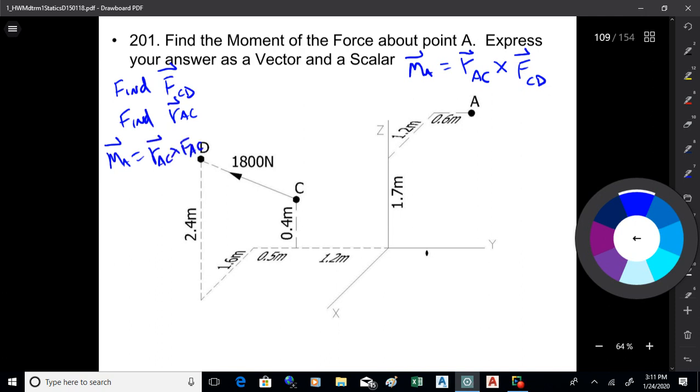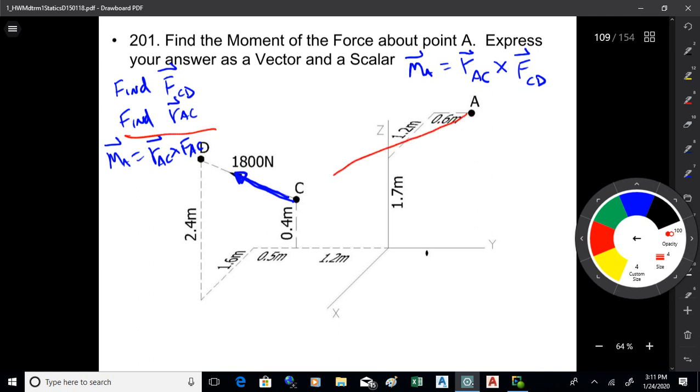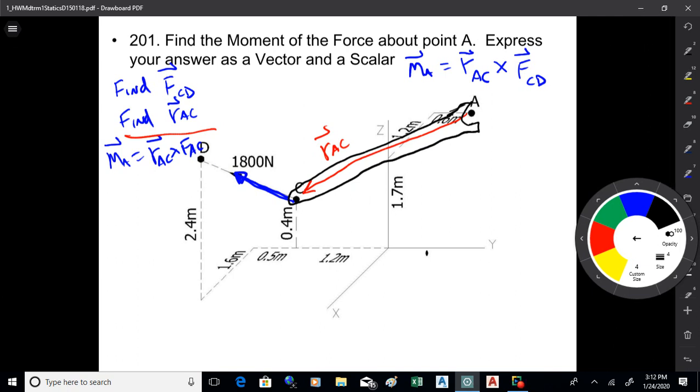All right. So what you're doing when you find FCD is you're finding this force as a vector. Then you're going to find the vector that goes from A to C. So this RAC has to be from the point to the force vector. The way I think about that is like a wrench. You attach the wrench to the bolt, you extend it out to your hand where you exert the force. That's how I think about that position vector. It starts at the point you're going to take moments about, it extends out to wherever the force is applied. Then you do a cross.